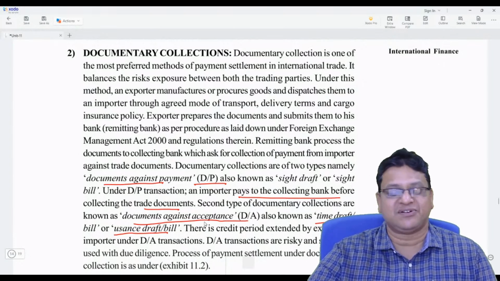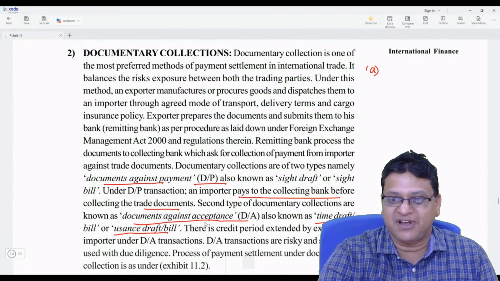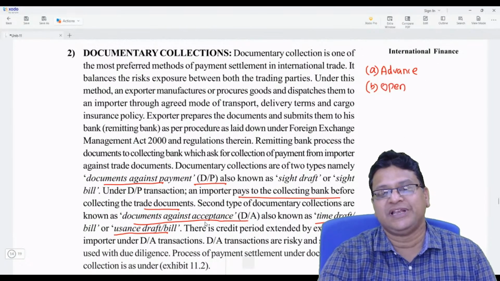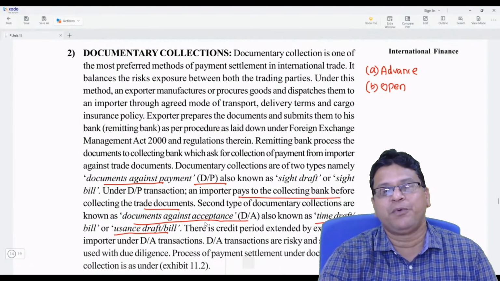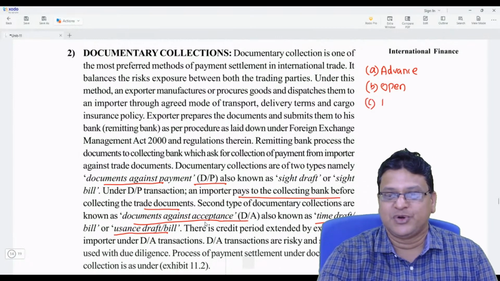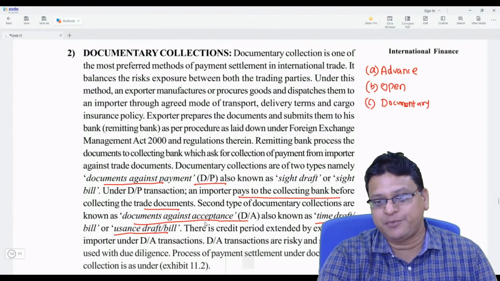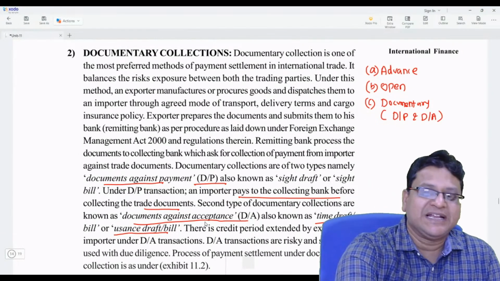So there are three methods so far. One is advance method, where you receive payment first, then send goods. Another is open account method, where you send the goods, then receive payment. Then documentary collection, which can be of two types: DP and DA, document against payment and document against acceptance.